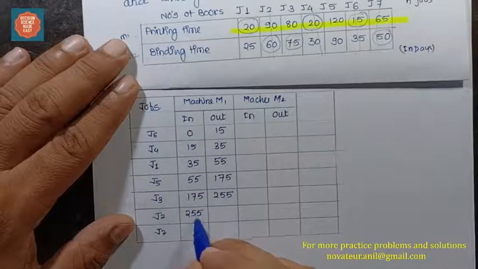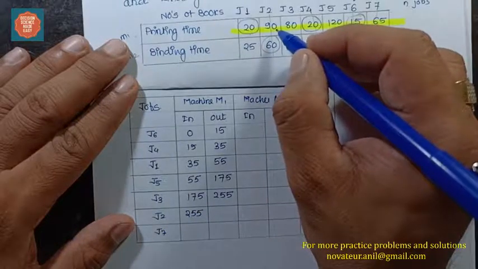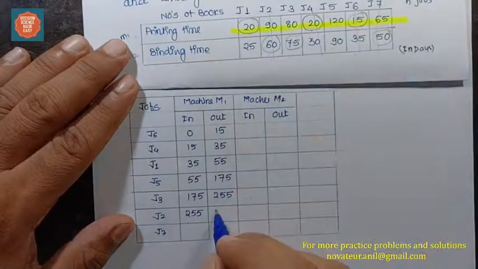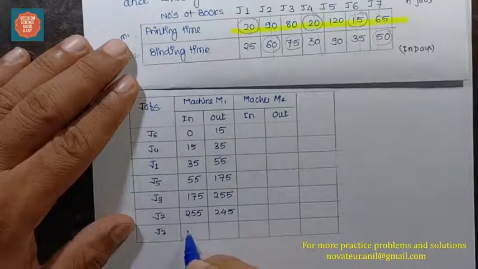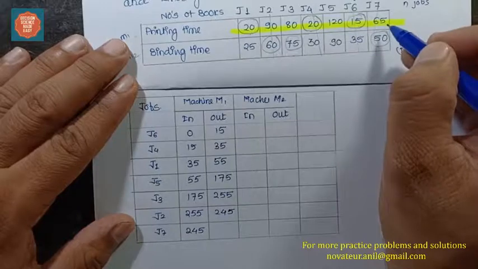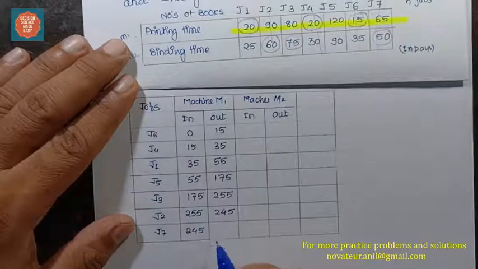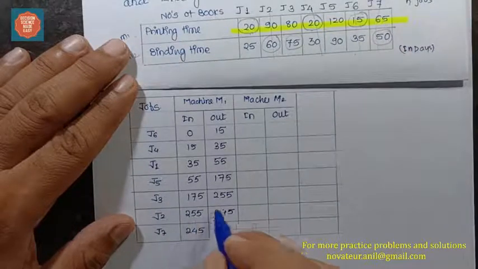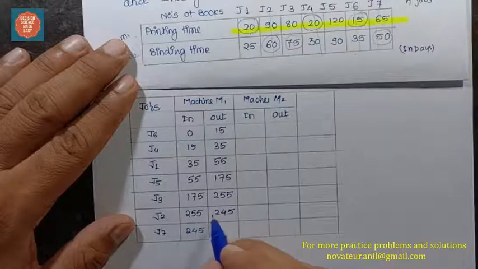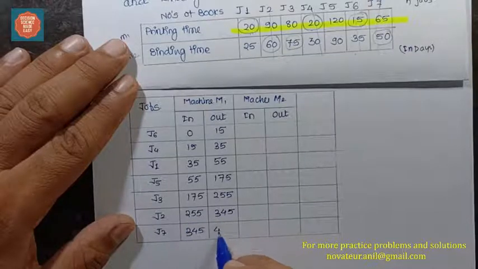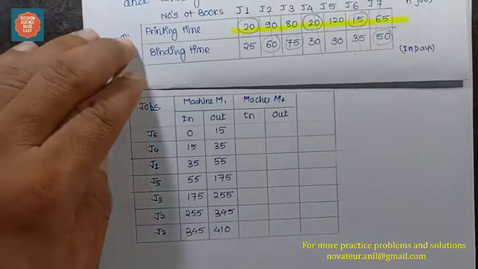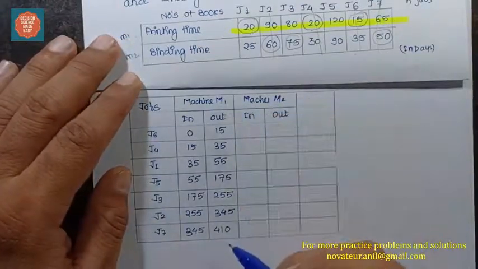So for J2 it is 90. So 255 plus 90 is 345. So 345, and J7 is nothing but 65. Sorry, I was writing 255. This is 345. This is 410. So this is what we are going to do for machine M1.